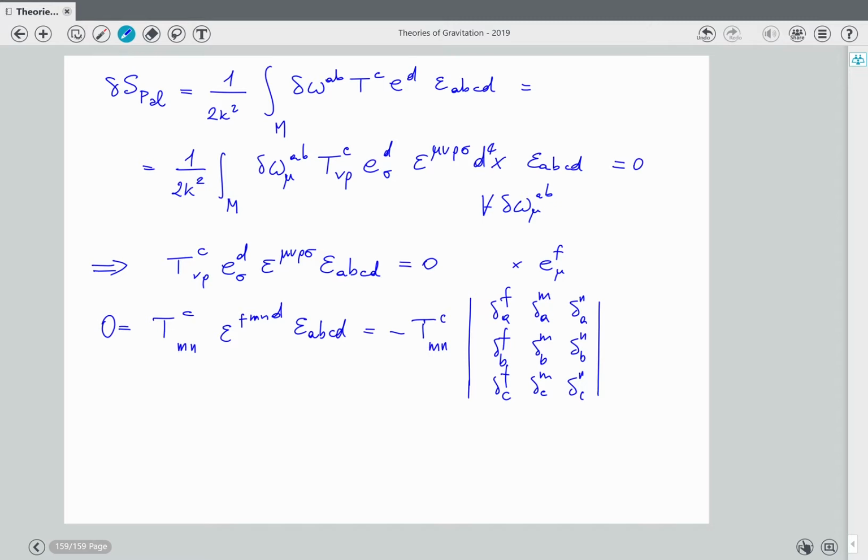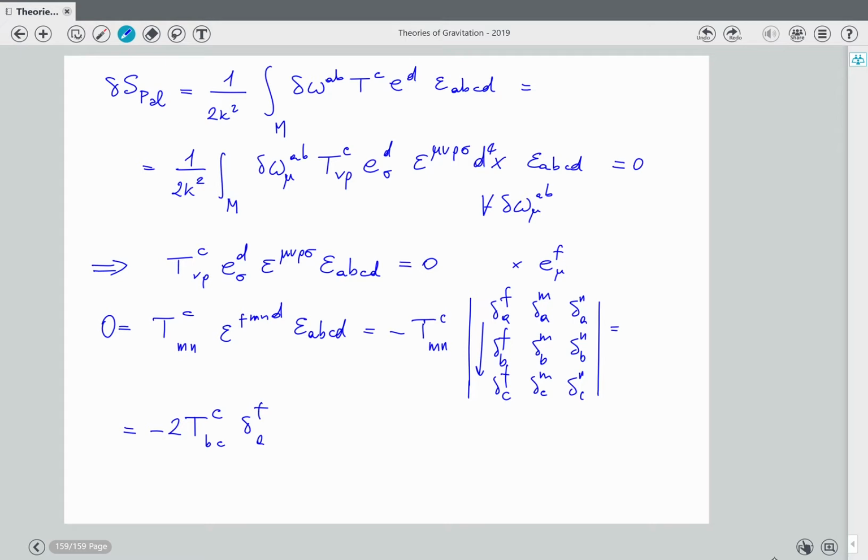So how to compute this? You can compute it from the first row, for example. So here we have delta F A, and then delta M B, delta N C, minus delta N B, delta M C. This gives a factor 2 because this is antisymmetric in M and N, and that's why I calculated by columns, because in all three terms here I will have antisymmetrization in M and N.